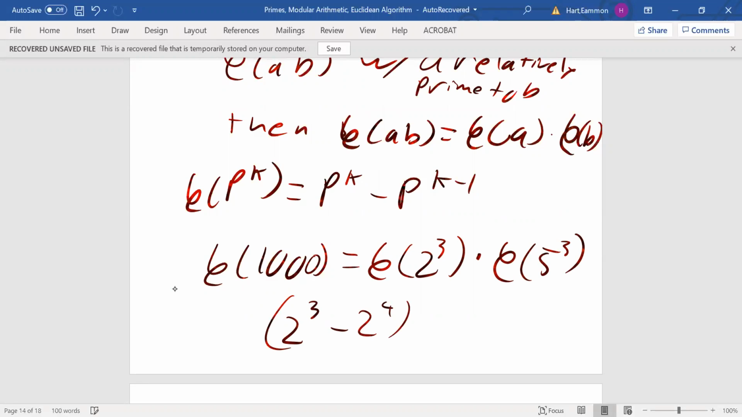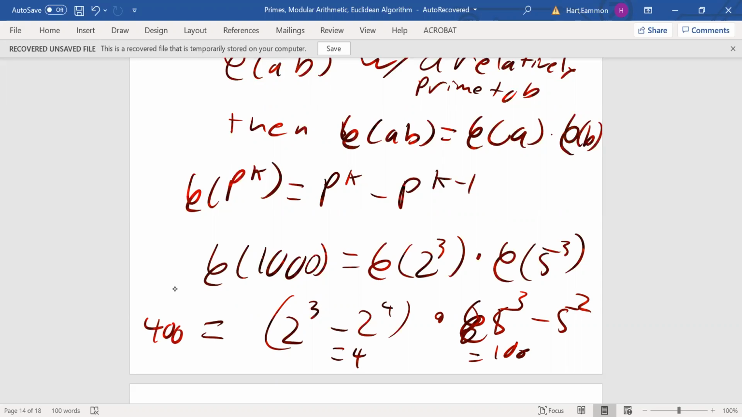And these guys are clearly relatively prime, so I can apply this little theorem right here. So I can do this. This gives me 4 times phi of 5 to the third, which is 5 to the third, or 125, minus 5 to the second, which is 25. So that's equal to 100. So this right here should be equal to 400. This is going to be a good chunk of the calculations in your homework, and it falls out pretty easily.